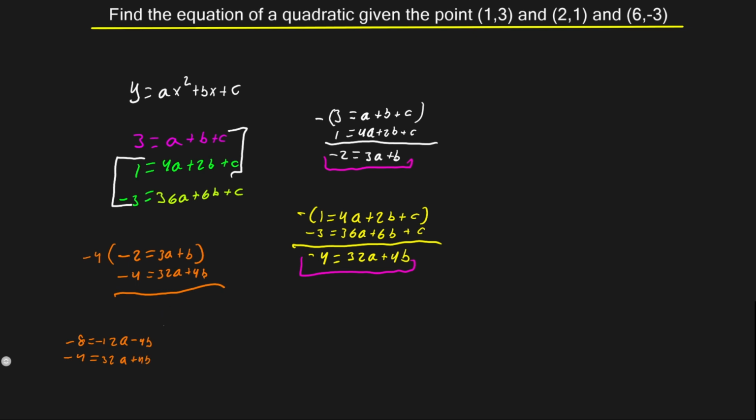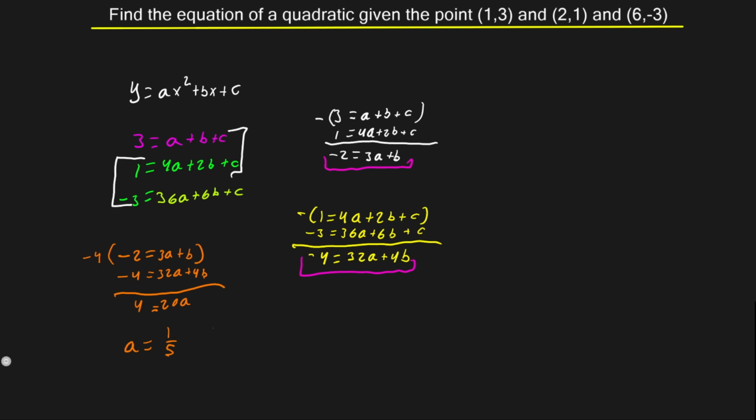us 0b and positive 20a, and it is equal to, well, that's positive because negative and negative cancel out. We're going to have 4, and we are going to get that A is equal to 1/5.